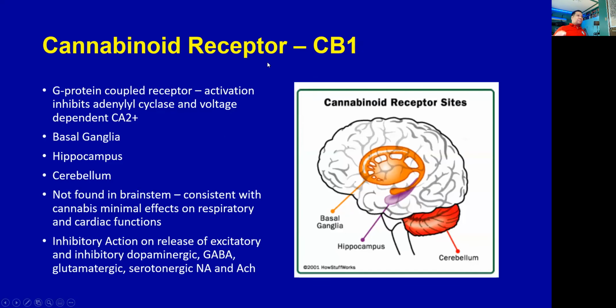So where does THC go in the brain? It attaches to the cannabinoid receptors. There's CB1 and CB2 receptors, but the more relevant one is CB1. It's a G protein coupled receptor, and in the brain there's a lot of it in the basal ganglia, hippocampi, and the cerebellum. It's not found in the brainstem, and that's consistent with cannabis.